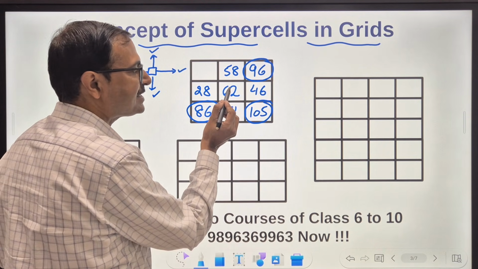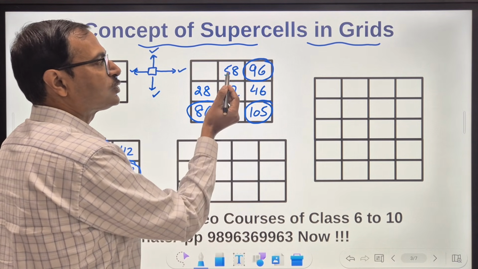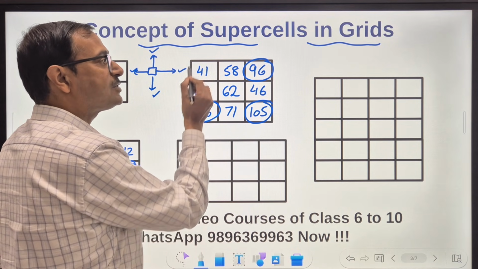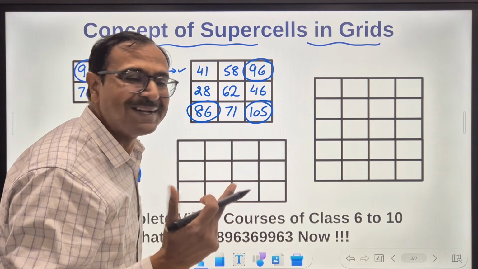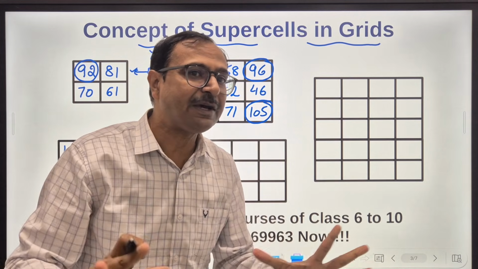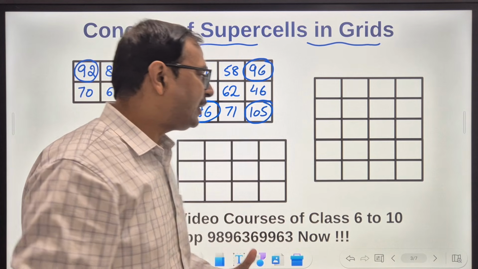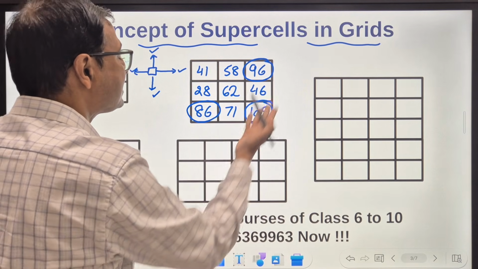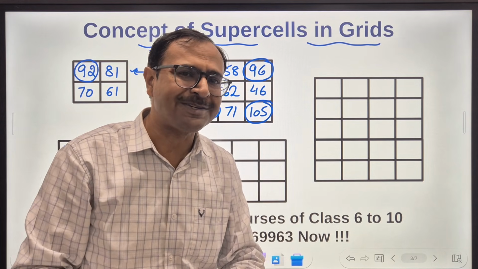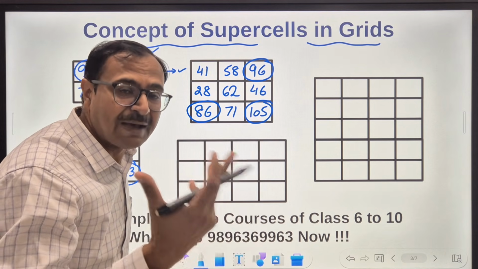Now how about 62? See, 71 is greater than 62, so this is not a supercell. Now I don't want this to be a supercell. So 58, let's make it greater. So 41, this 58 is greater than 41, so this is also not a supercell. See, if the supercells are marked in the figure, then you can actually fill the grid with numbers so that they are the actual supercells. So how many supercells do you think this can have? Can this have 7 supercells? We will decode in a minute. So likewise, we can fill this grid with numbers so that we can have some supercells.